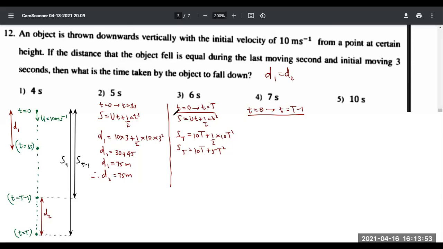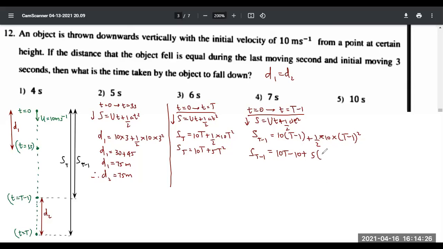For that, when you apply the equation downwards, all these equations are applied downwards because the object is moving downwards. S equal ut plus half at squared. Now, what is S there? From here to here, that is S(t-1). Initial velocity is 10, into (t-1) is the time, plus half into 10 into (t-1) squared. Right. S(t-1) is equal to 10t minus 10 plus 5 into (t-1) squared.